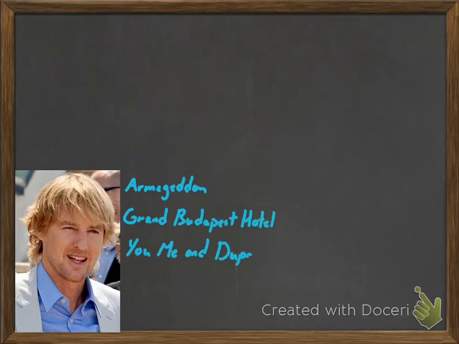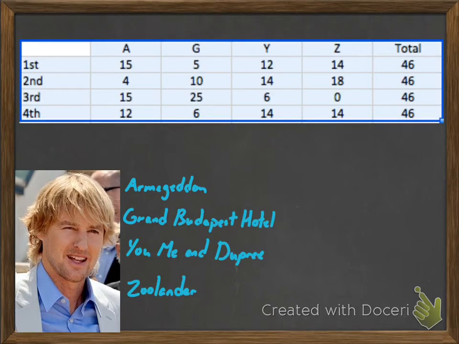But I wanted to show you a different way to look at it. We did this in Excel, actually. We rearrange the preference table by movie, so all of the A's. The A's got 15 first place votes. And this is the great thing about spreadsheets, you can do this very easily. Armageddon got 4 second place votes, 15 third place, and 12 fourth place votes.